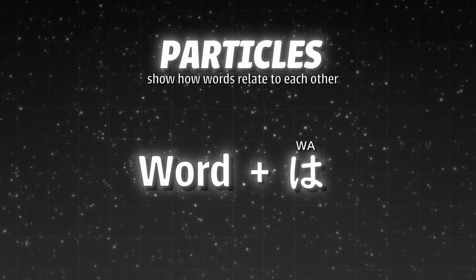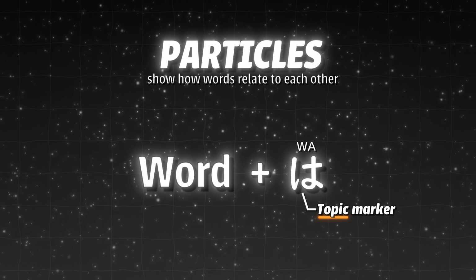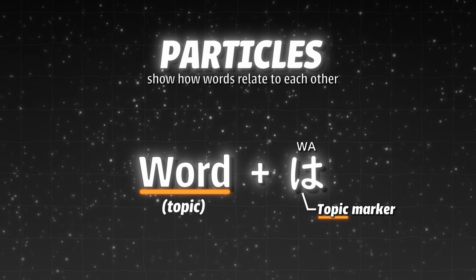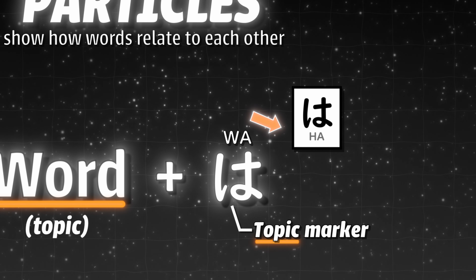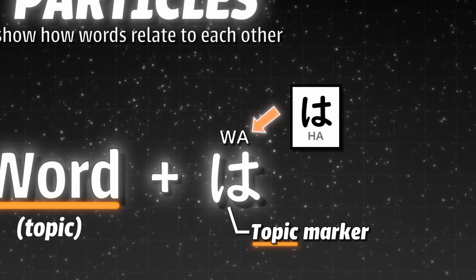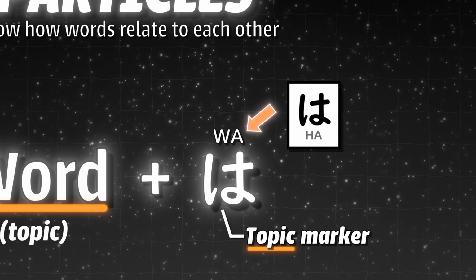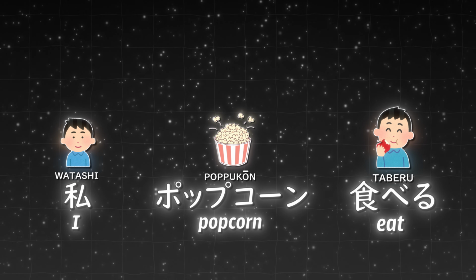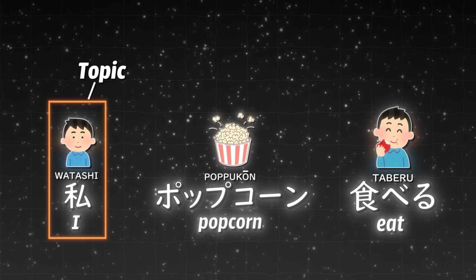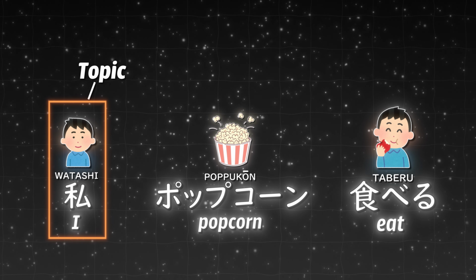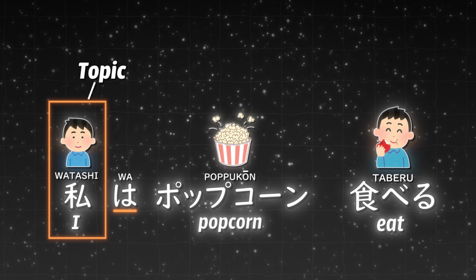For example, the particle wa marks the topic, so it goes after the topic. As an aside, it's written as the hiragana ha, but it's pronounced wa when it's the particle. This is one of those few cases where a hiragana is not read as it seems. In the sentence, I eat popcorn, I is the topic of the sentence, since we're talking about us eating the popcorn. So it's watashi wa.